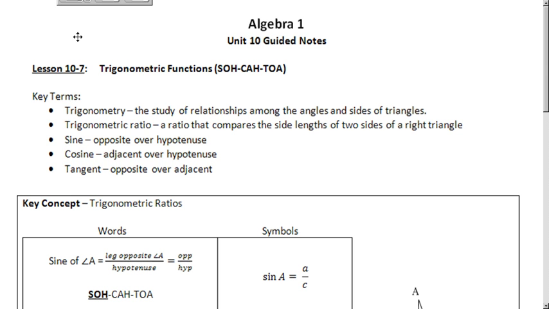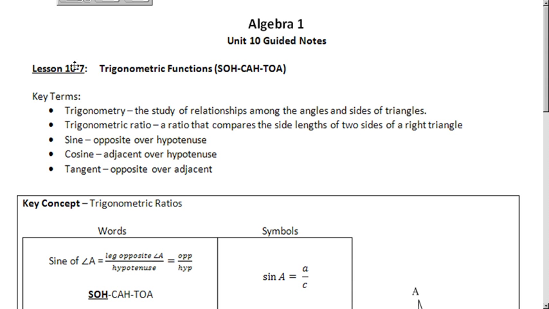Lesson 65, 10-6, trigonometric functions. A little acronym here for you, SOHCAHTOA. We'll discuss what that means here in a second. The trigonometric functions are basically relationships among angles and sides of triangles, dealing with the right triangle again. We'll talk about the different trigonometric ratios, comparing side lengths of right triangles.